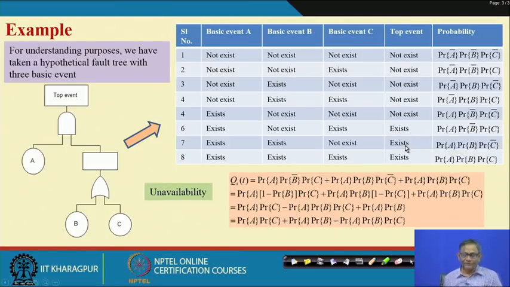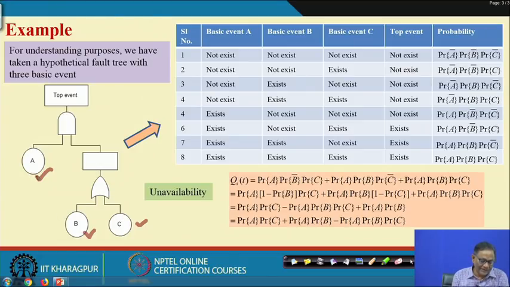Now, using this principle, we have given a little more complicated one. It is not exactly only AND or OR, but a combination of AND and OR gate. And here, how many basic events are there? There are three basic events. We have written A, B and C. Otherwise, you can write B1, B2 and B3.